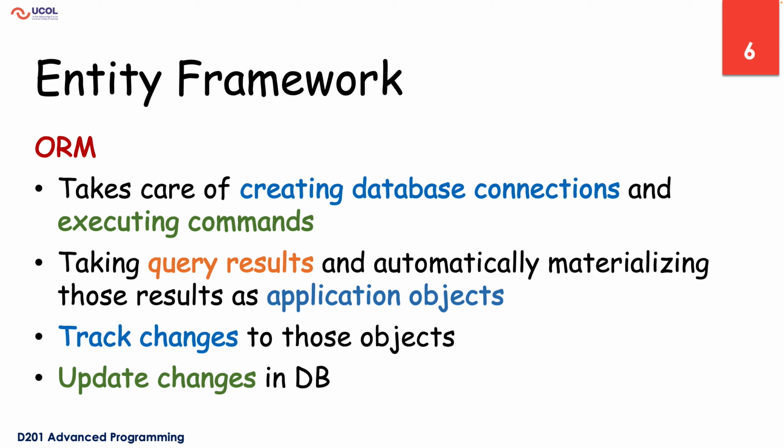Entity Framework ORM takes care of creating database connections, executing the commands, taking query results, and automatically materializing those results as application objects. If we are reading some records from a table, yes, we have the table, but actually each row in that table becomes an object inside our program. So it will become a list of objects that we need to work with. The other thing is that it tracks changes to these objects. If there is some change in an object, it will automatically generate the update query and update the changes in the database.